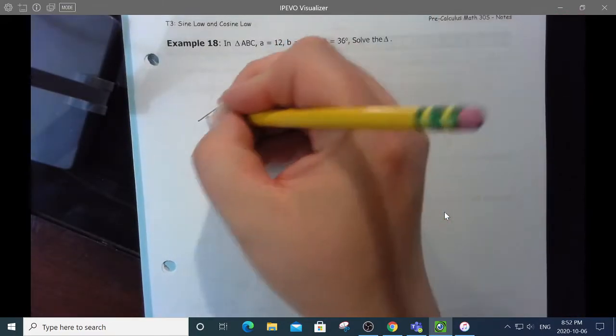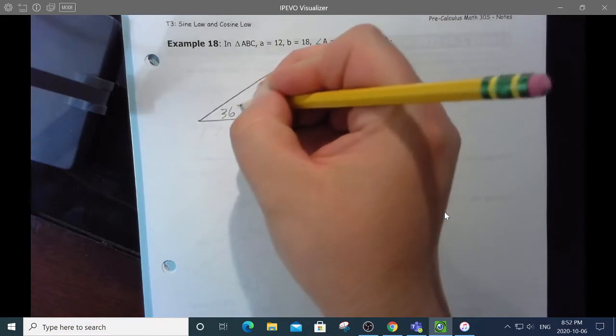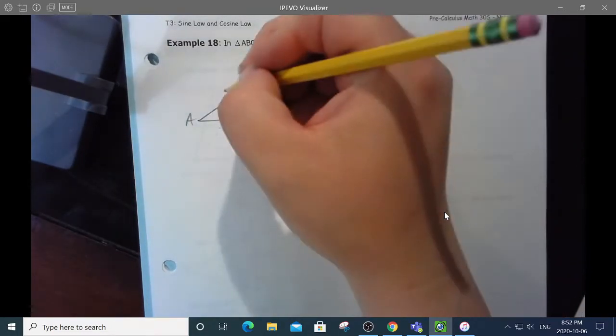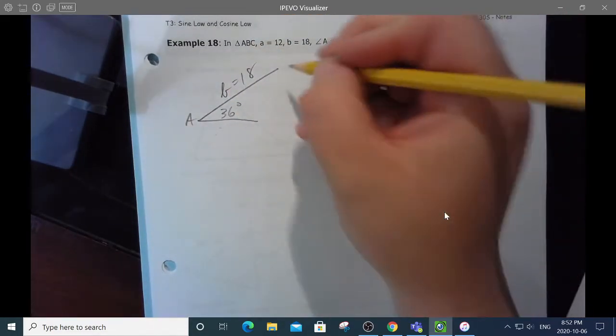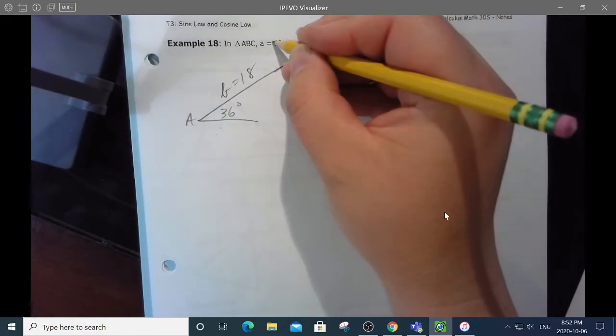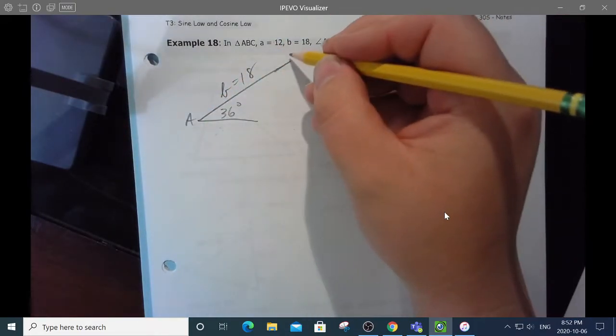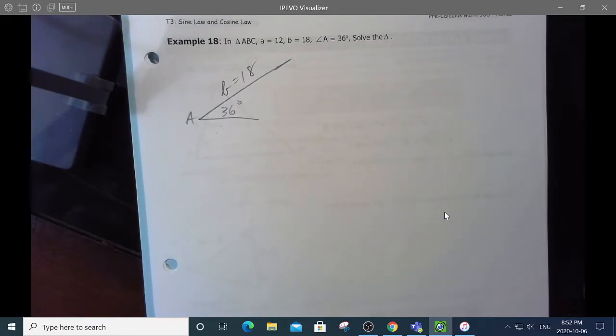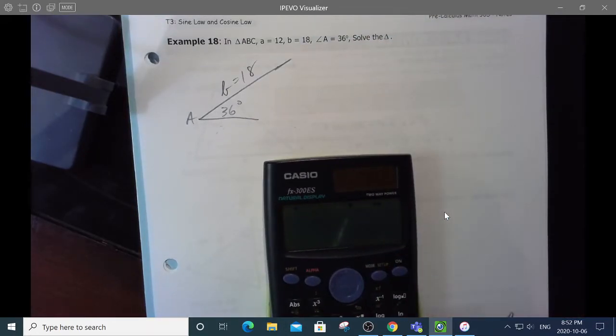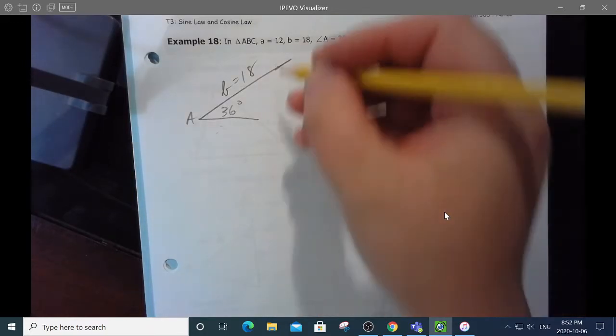So let's see, the example is, in triangle ABC, A is 12, B is 18, and angle A is 36 degrees. So I have a 36 degree angle here at A. I have side B is 18. And I have side A that's across is 12. Is 12 big enough to even make a triangle? Well, let's see. Is the sine of 36 times 18 less than 12? It is. So it's going to make a triangle, but it's going to make two triangles.